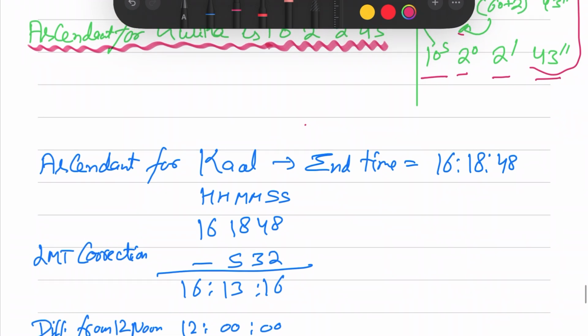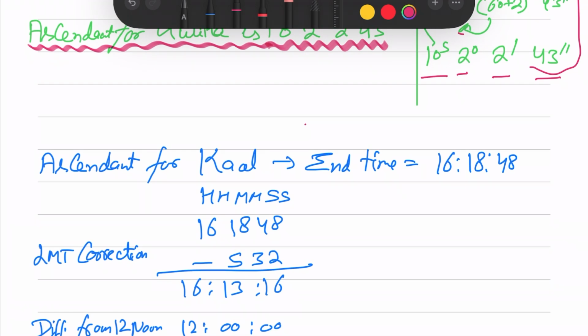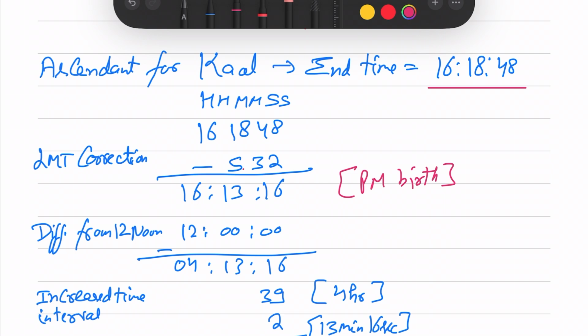Similarly, let's calculate for Kaal. The Kaal end time is this, so we'll take it as the birth time. The LMT correction is minus 5 minute 32 second. I've subtracted. So it is again a PM birth. Take the difference from 12. It is 4 hour 13 minute and 16 second.